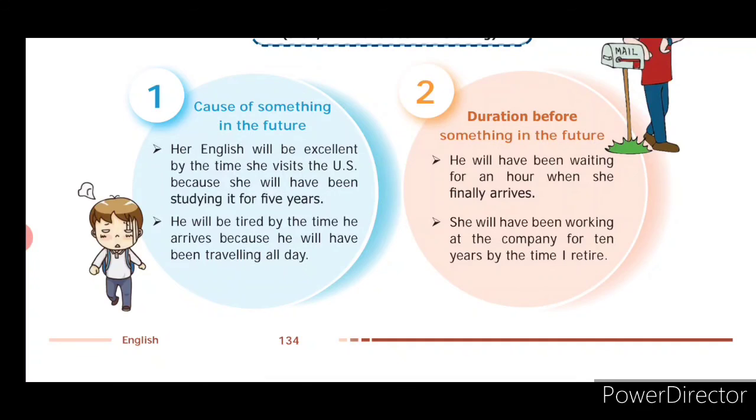Okay, so duration before something in the future. He will have been waiting for an hour when she finally arrives. She will have been working at a company for 10 years by the time I retire. Duration before something in the future. So future perfect continuous tense is used to know the cause of something in the future, that is the result of something in the future, and duration before something in the future. For these two cases we'll be using the future perfect continuous tense.